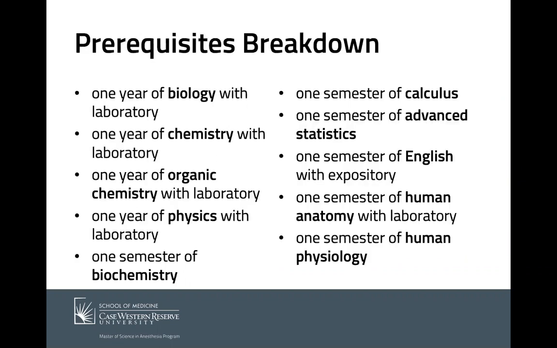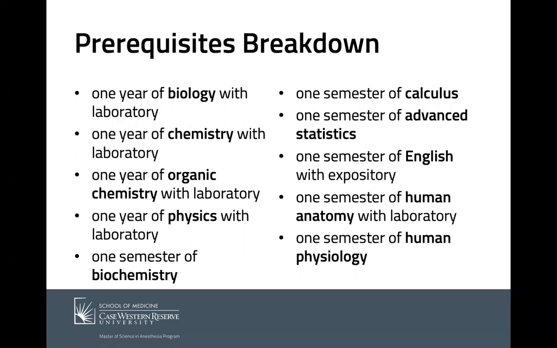Some of the prerequisites needed in order to apply to the program are a year of biology with lab, a year of chemistry with lab, a year of organic chemistry with lab, a year of physics with lab, 1 semester of biochem, 1 semester of calculus, 1 semester of advanced statistics, 1 semester of English with expository writing, 1 semester of human anatomy with lab, and then 1 semester of human physiology.